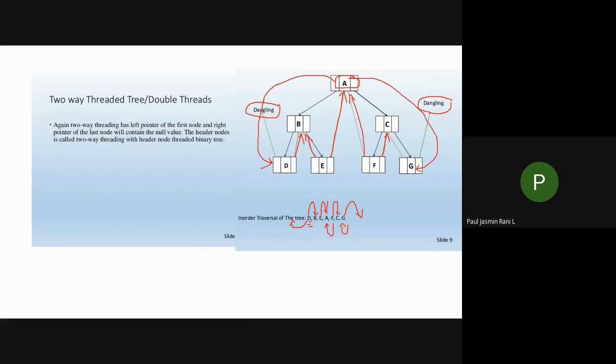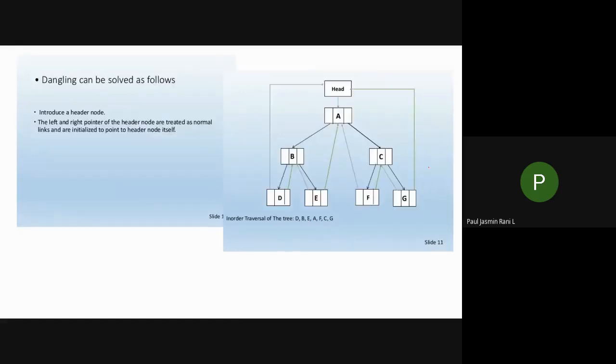Suppose you get a dangling pointer in your binary tree. This can be solved by taking the root node address and storing it over here. If you do this, the dangling problem is solved. This is how you have to build the double-ended threaded binary tree. Can you follow this?